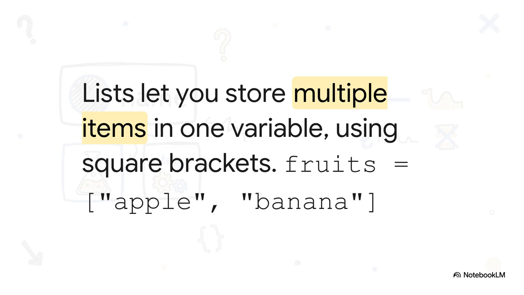So what if you want to store a whole bunch of things together in just one variable? That's what a list is for. It's like a shopping list, right? We use these square brackets, and we can just toss multiple items inside, separated by commas. It's a super handy way to keep related data all in one place.